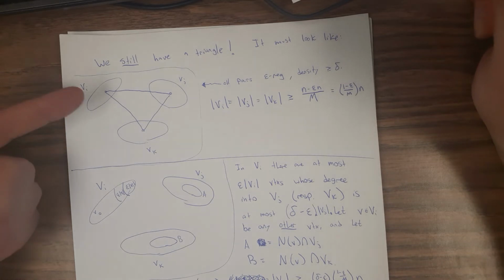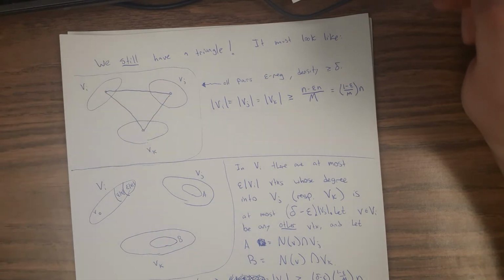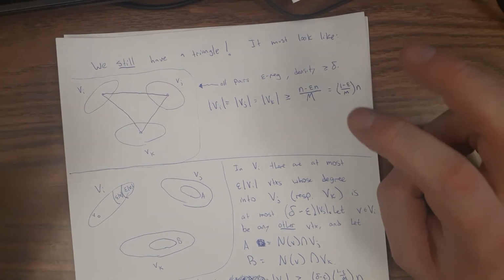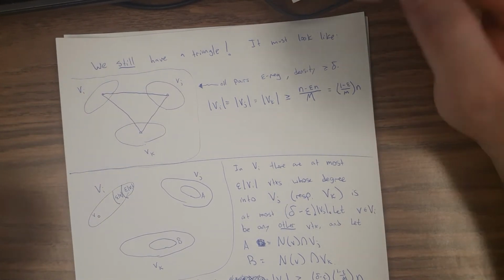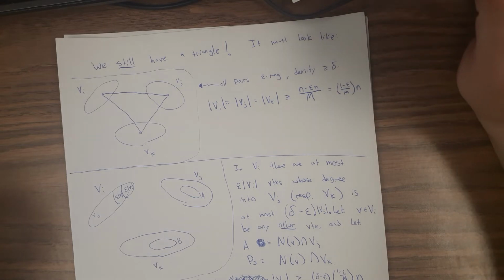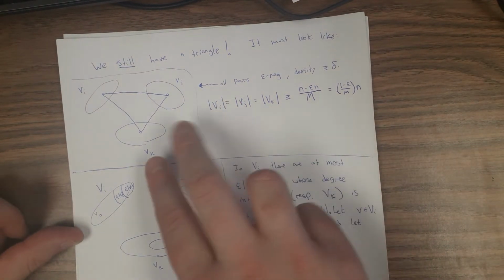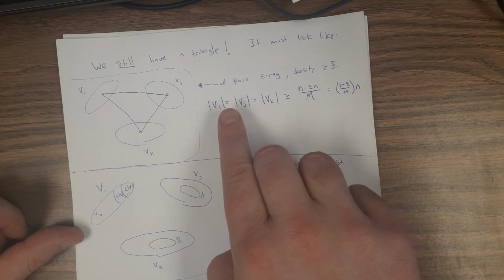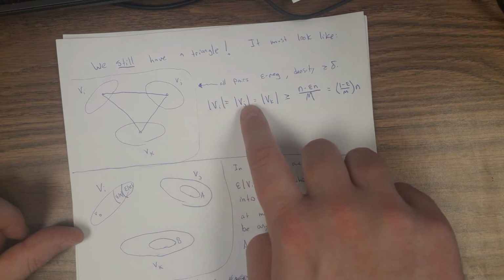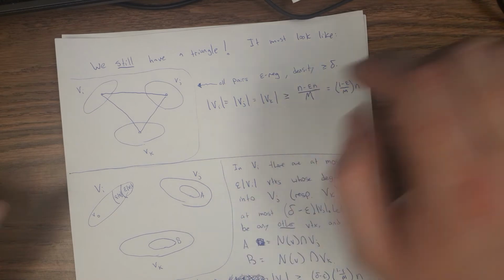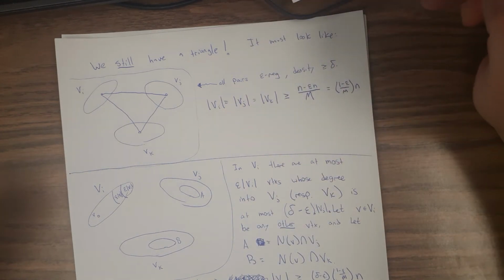So the triangle basically has to look like this. It's a triangle between three pairs that are all sort of good pairs. They're epsilon regular, and they don't have terribly small density. And their sizes, if you recall, Szemerédi's regularity lemma spits out a partition where these three would be equal. Well, they aren't V naught, so they aren't the exceptional set, so all the sizes are equal.